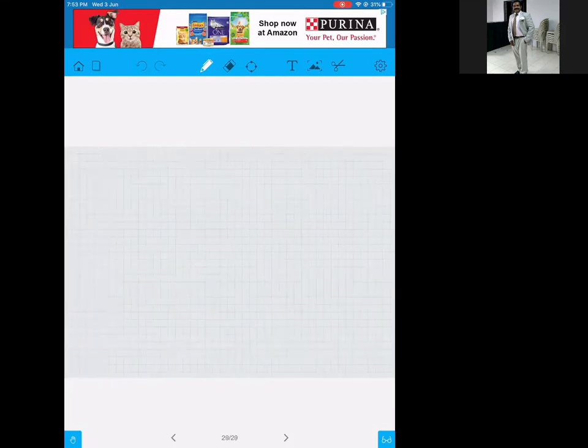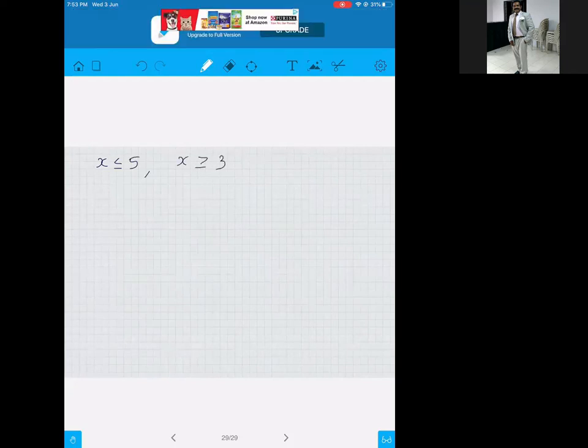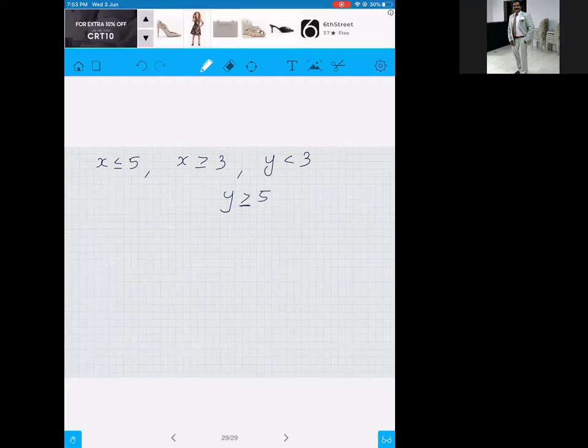So can you represent this region, please? x less than or equal to 5, x greater than or equal to 3, and y less than 3, and y greater than or equal to 5. Draw it yourself, please. x less than or equal to 5. x greater than or equal to 3. y less than 3.